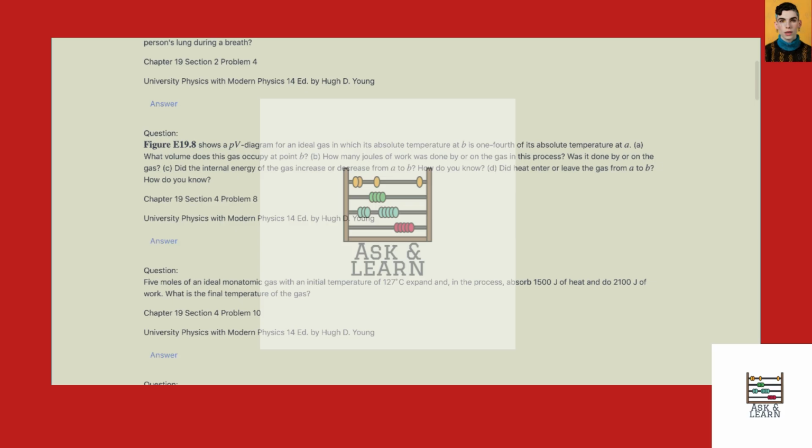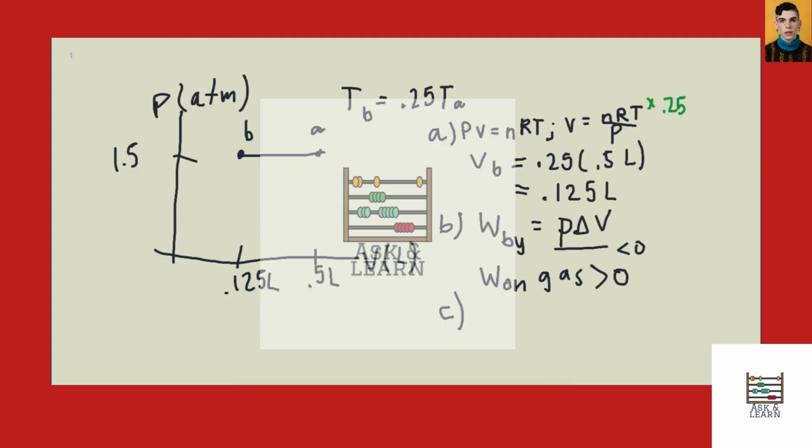Okay, so for C, did the internal energy of the gas increase or decrease from A to B? Internal energy is always equal to 3/2 nRT. n stayed the same, R stayed the same, but T did not stay the same. So yes, U did change, and in particular it got smaller. So I'll say U decreased. DECR for decreased.